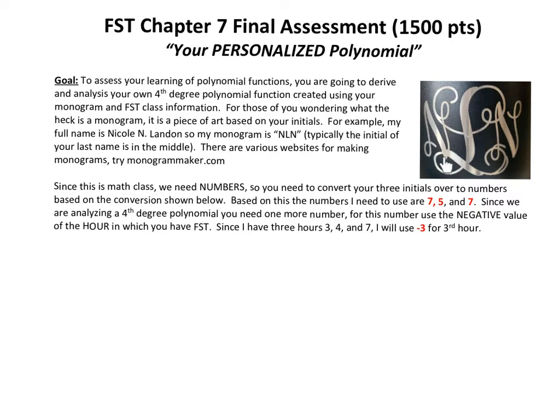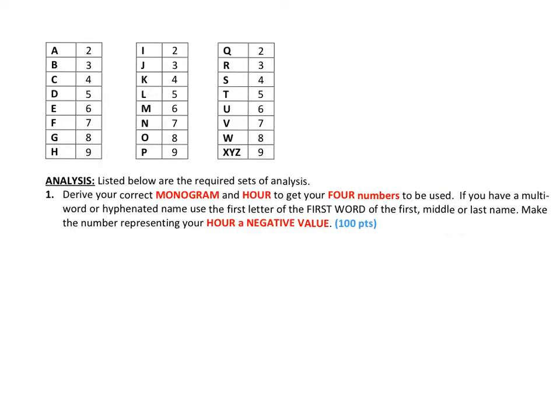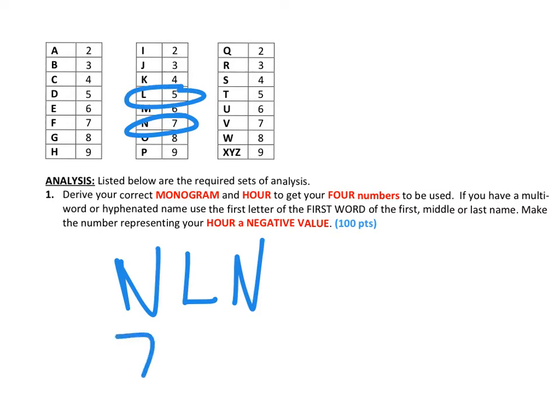Now, we want to analyze this as a polynomial, but we need numbers. So what you're going to do is convert your monogram over to 3 different numbers, and then you're also going to use the section that you are in for FST. Let me show you what I would do. Using my particular initials, I am NLN for Nicole N. Landon. The letter N is going to be the number 7 and the letter L is 5. So I'm going to have a 7, 5, 7 combination for 3 of my numbers.